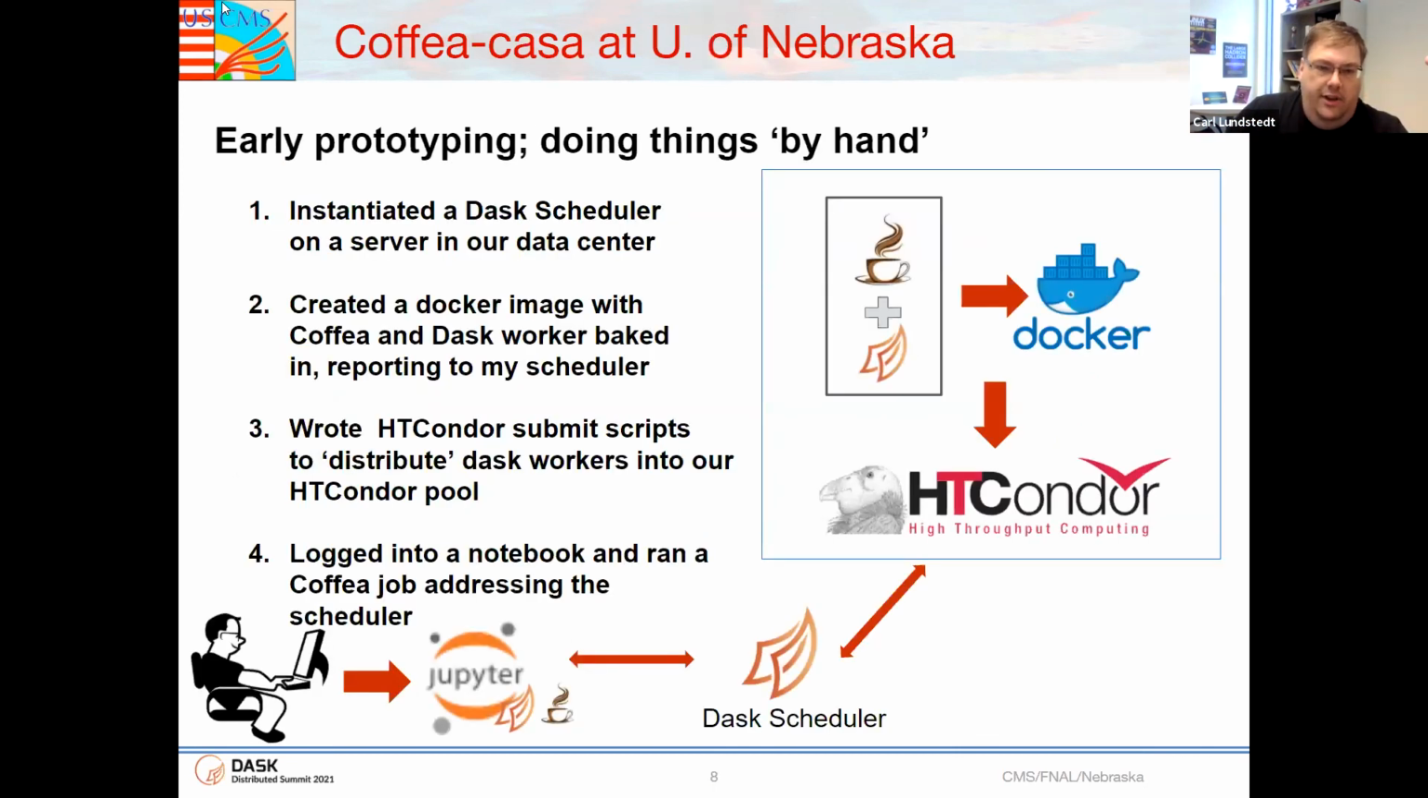I bring up what I did a couple of years ago, just so that you get an idea of the sort of the things we're doing in the back end to facilitate this parallelization of a Jupyter notebook into a Condor resource. First thing I did is create a Dask scheduler. I created a Docker image with Coffea and Dask worker code baked in, submitted that out to the scheduler so that all the workers are waiting, calling back to the scheduler. And then I logged into my notebook, pointed at the scheduler, and ta-da, I was running jobs inside HTCondor.